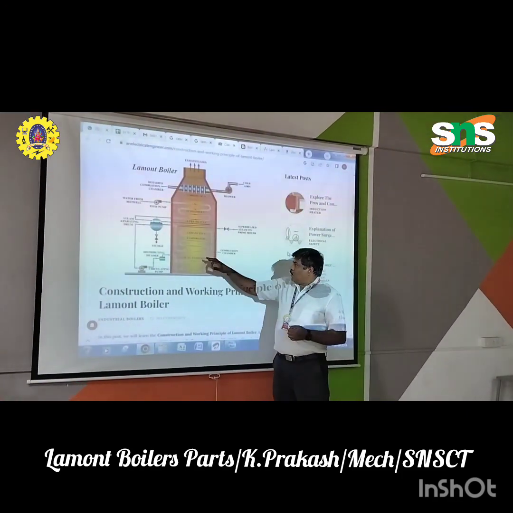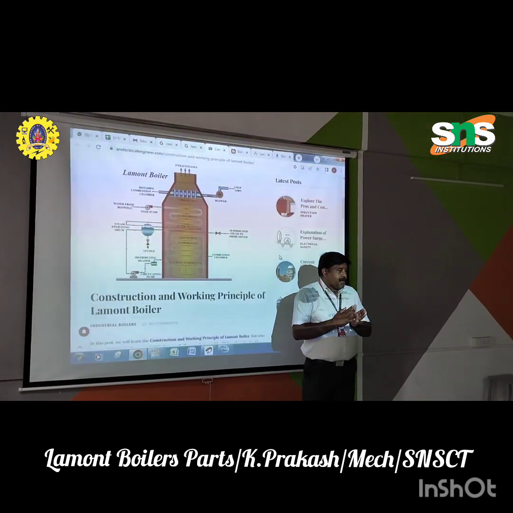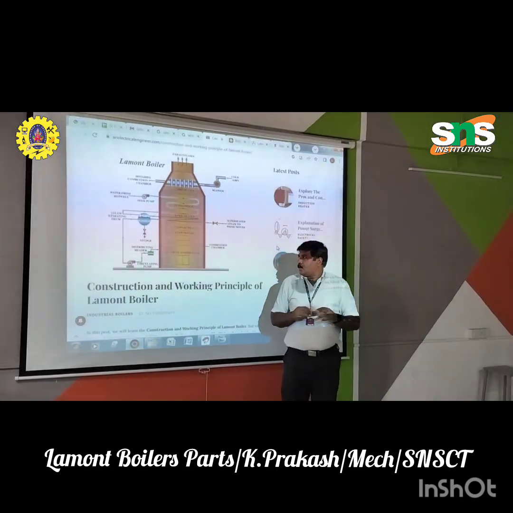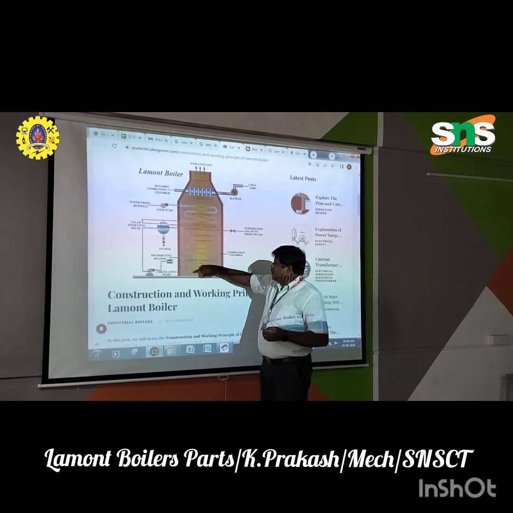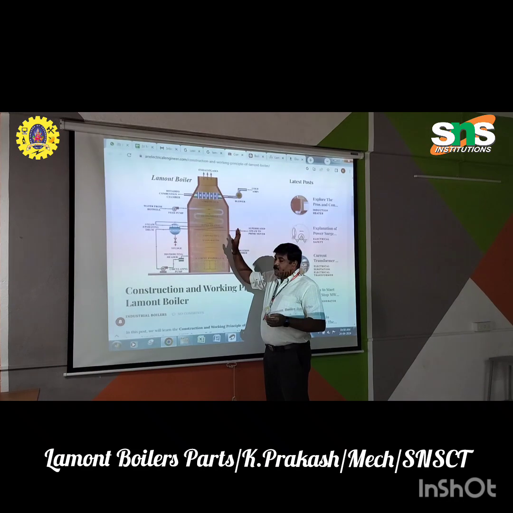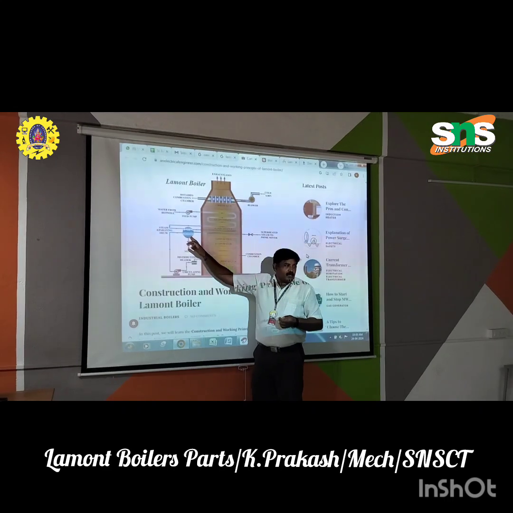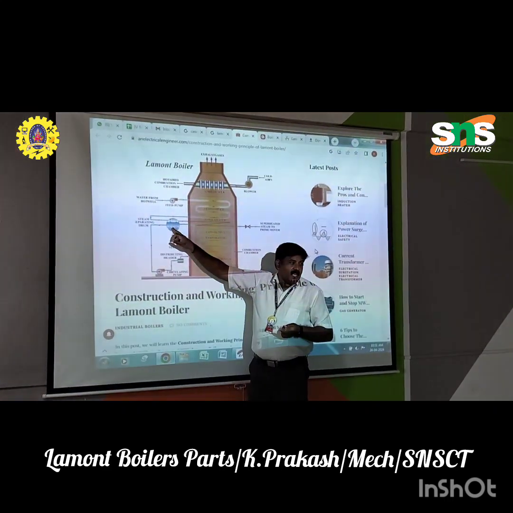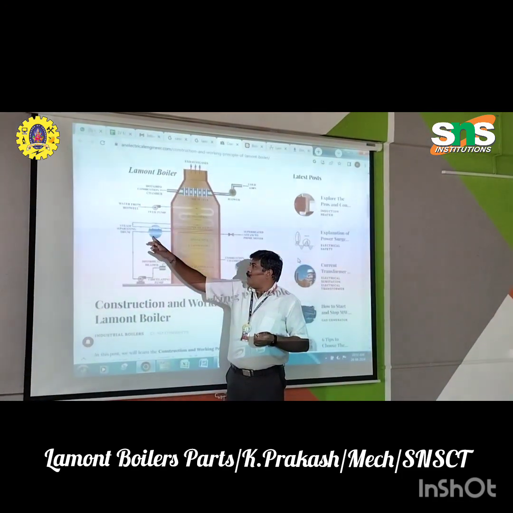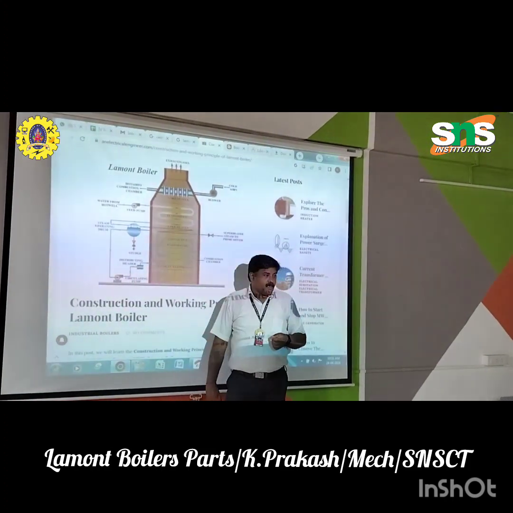So what is the difference between convective and radiant evaporators? In the radiant evaporator, evaporation takes place by radiation. In the last class we discussed the different modes of heat transfer. In the convective evaporator, when the flue gas comes here, the tubes absorb the heat. Here there is a steam drum, which is very important. Here the separation of steam and water takes place. The steam drum also has a removal process: if any sludge is formed, we can remove it. So this is about the main parts of the Lamont boiler.